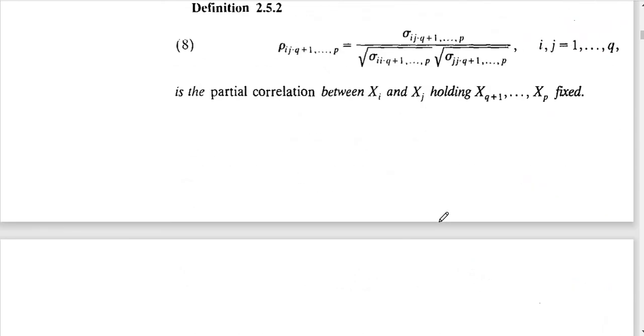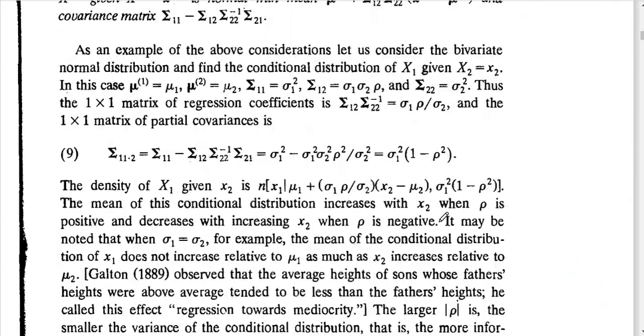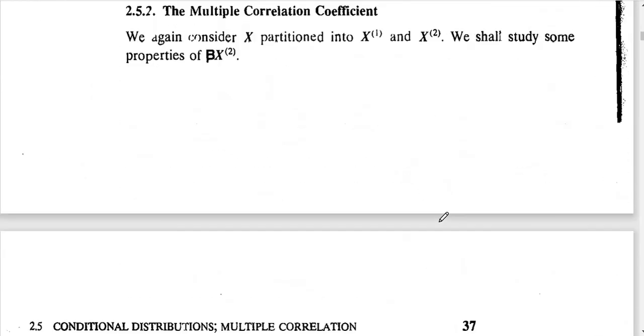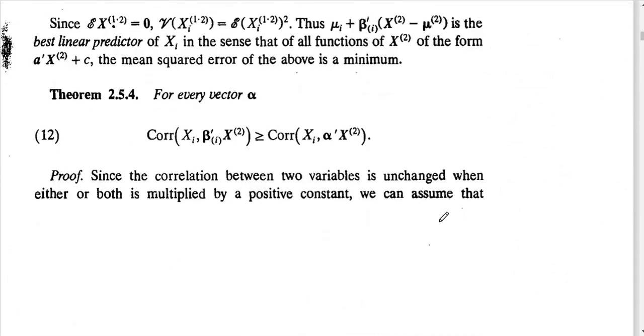Then we are going to discuss partial correlation and multiple correlation coefficient with examples. Then we move to the remaining chapters.